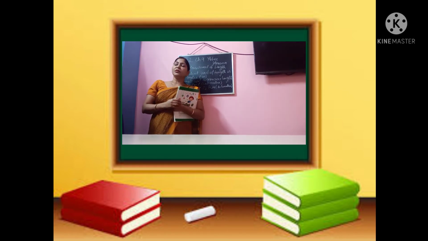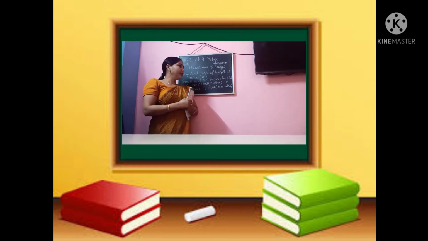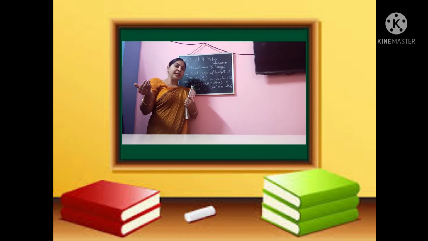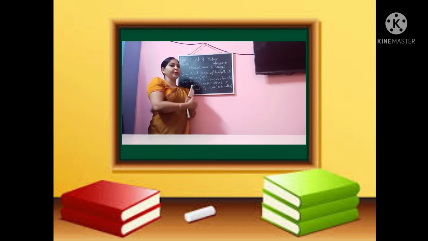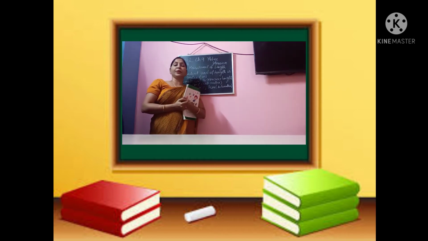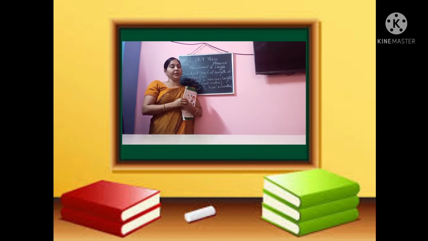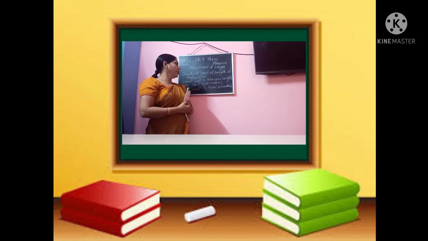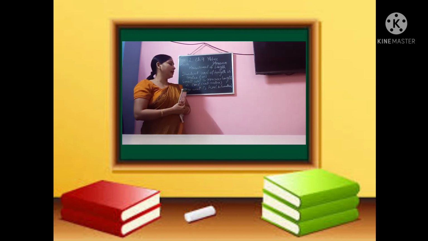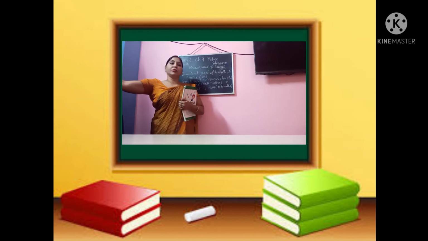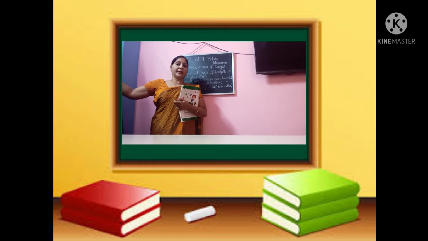So in that case, what are we going to do? We will measure the longer distance or the longer lengths in kilometer unit, because kilometer is the larger unit. The largest unit to measure the length is kilometer. Okay, and we know that 1 kilometer is equal to 1000 meter. I will explain that also.